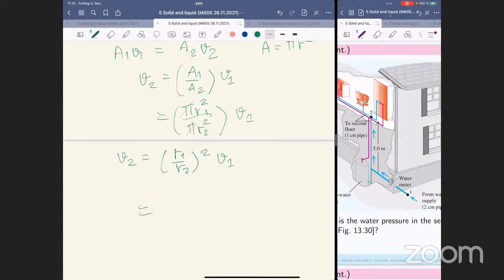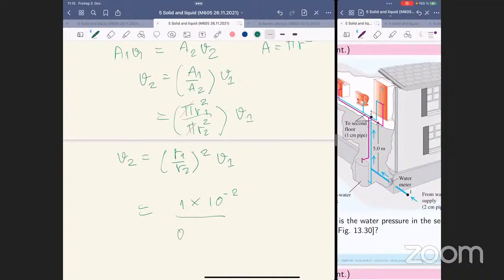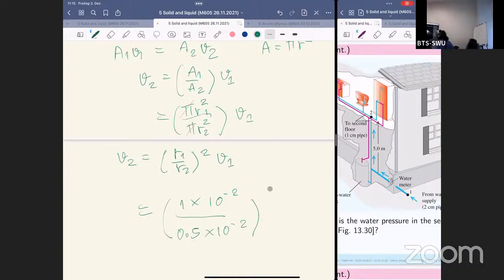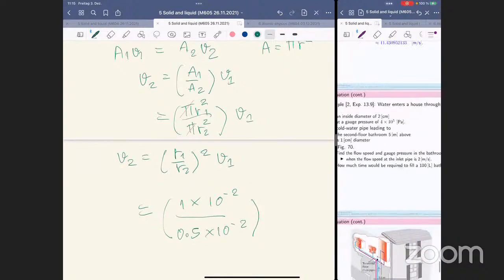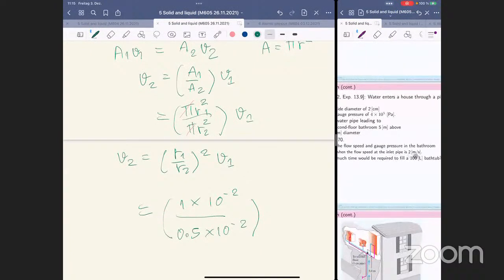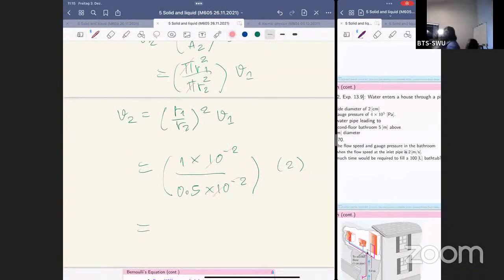R1 is the radius at the inlet side, location number 1. It's 1 centimeter, 1 times 10 raised to negative 2. And at the output side, location number 2, you get 0.5 times 10 raised to negative 2, times V1, which is the speed at this location. They say here that the flow speed at the inlet pipe is 2 meters per second. And of course, you get cancellation here, and 1 by 0.5 is number 2.